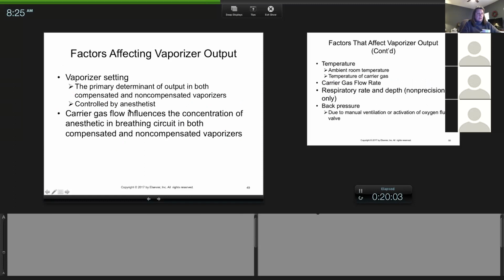The output, the vaporizer setting in a precision vaporizer, is set, number one, by temperature, number two, by your oxygen flow rate, and then you set your percent. And that is consistent. That will not change with a precision vaporizer because it's not affected. So really it's the in circuit that can be affected by temperature, more by respiratory rate.